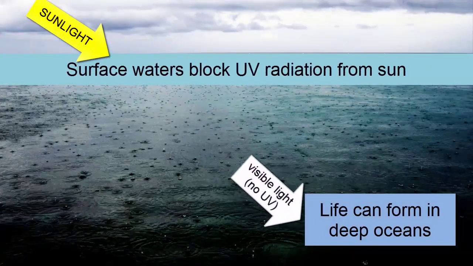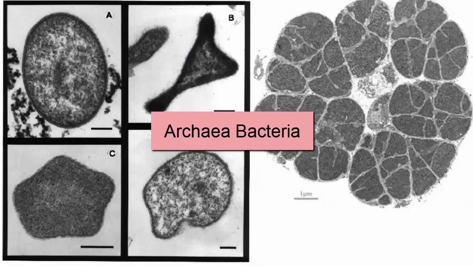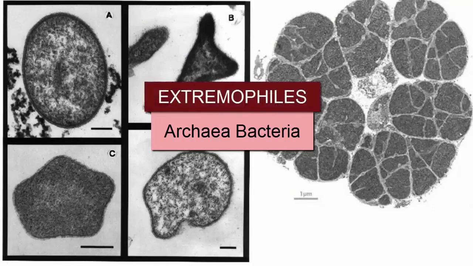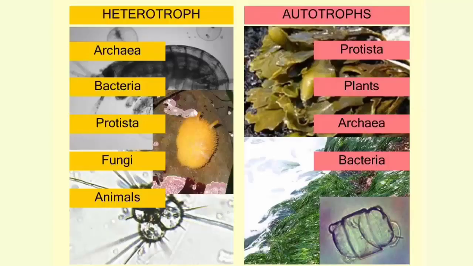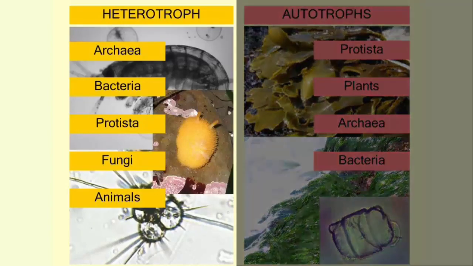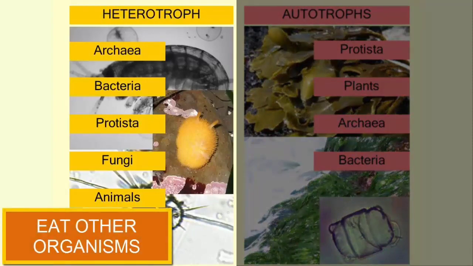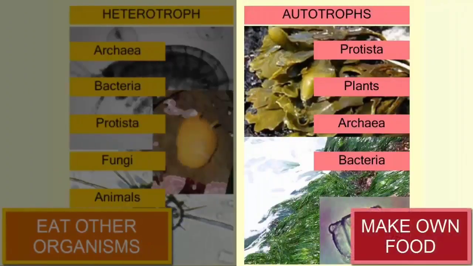What were these first organisms like? The very simplest single-celled bacteria, likely ones that could handle extreme conditions, such as high heat and no light, also known as extremophiles. All living organisms can be classified as autotrophs or heterotrophs. Heterotrophs acquire their food by eating other organisms. Autotrophs make their own food, usually through a process called photosynthesis.